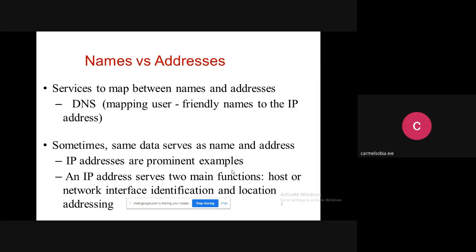So for names, the main thing is the service for mapping between names and addresses. The main thing we call it is DNS. What is DNS? DNS is nothing but the domain name system, which gives user-friendly names to the IP address. That is the domain name we should know. So you belong to the NEC domain, and you belong to another part.